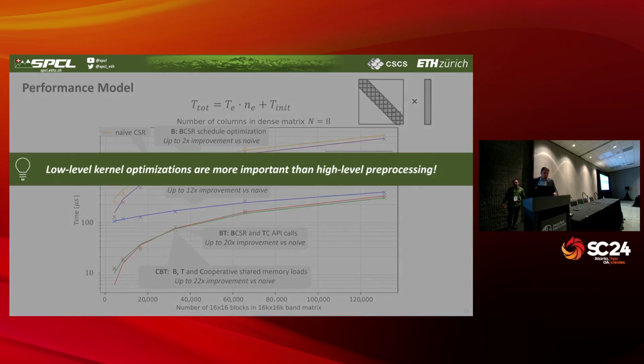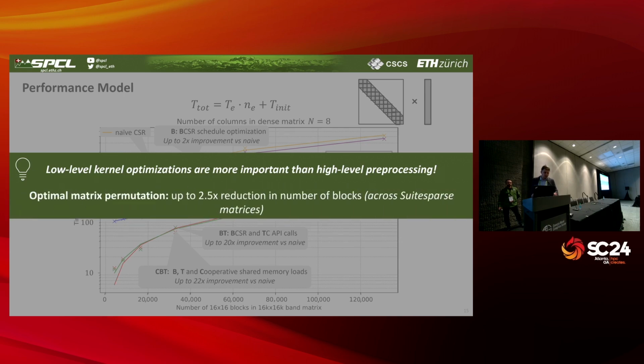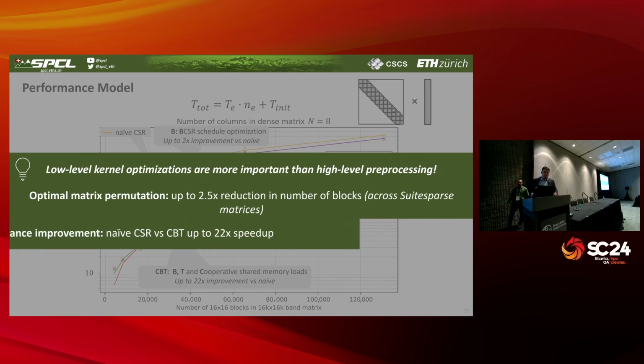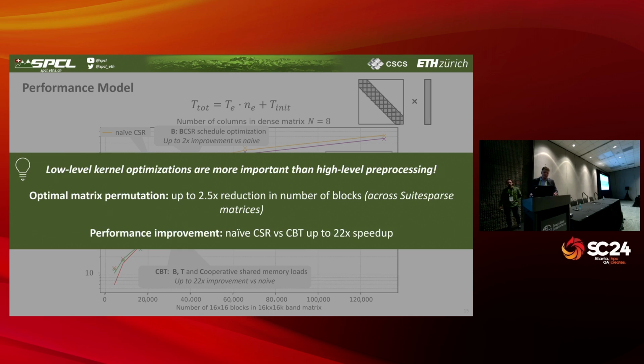So, to conclude, low-level kernel optimizations are more important than high-level pre-processing. We have noticed that even for optimal matrix permutation on sparse matrices, we get up to 2.5 times reduction in the number of blocks. Yet, we get an improvement over the naive CSR with all of the optimizations of up to 22 times.